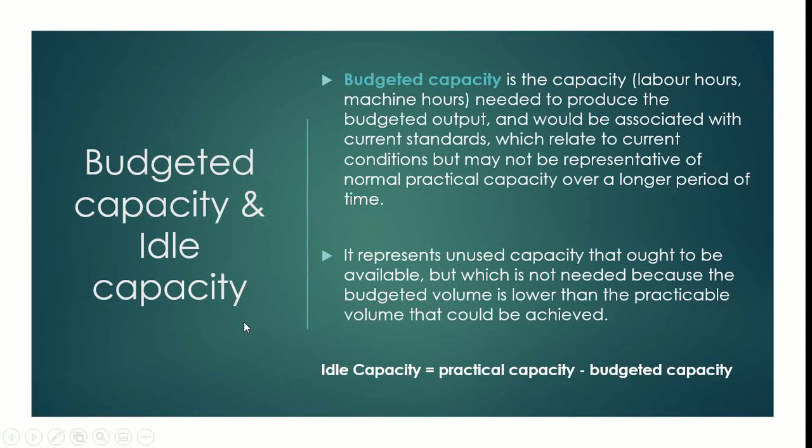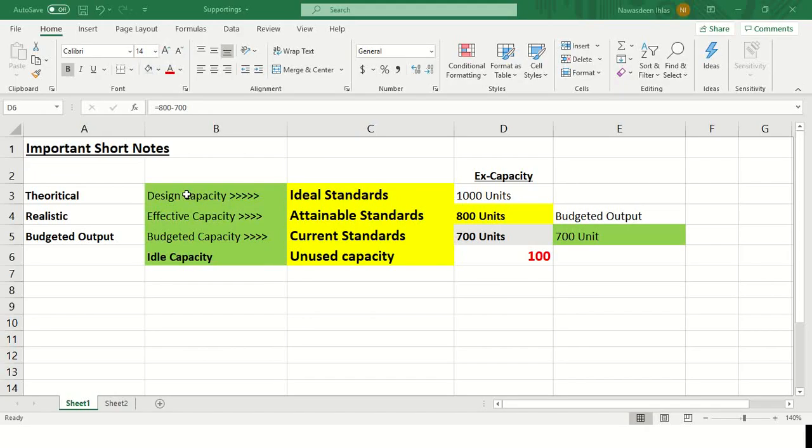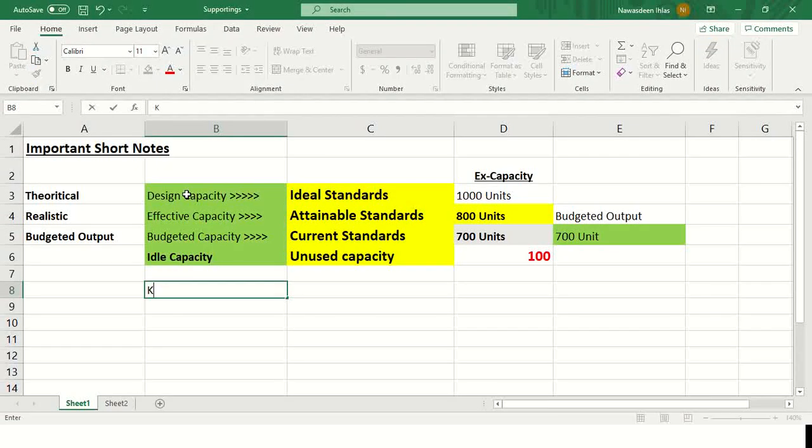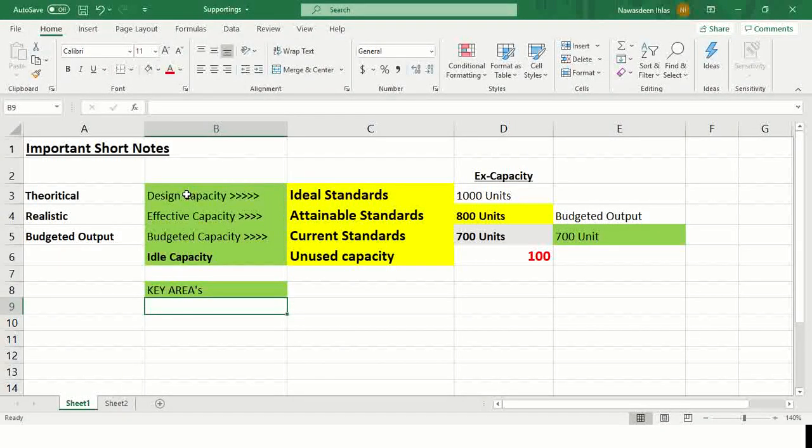So idle capacity is possible only when our budgeted capacity is less than effective capacity. So those kind of MCQs are possible. So remember, these are key areas. So I can say like this, these things you want to remember.